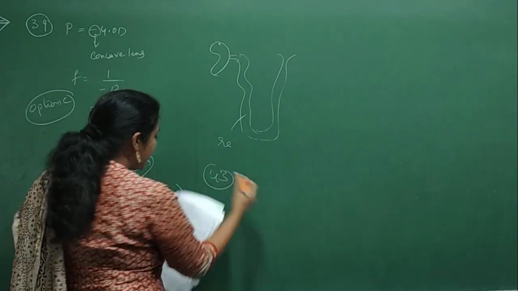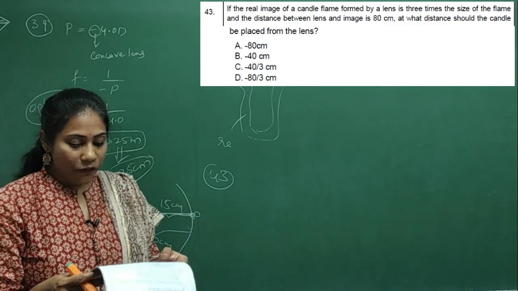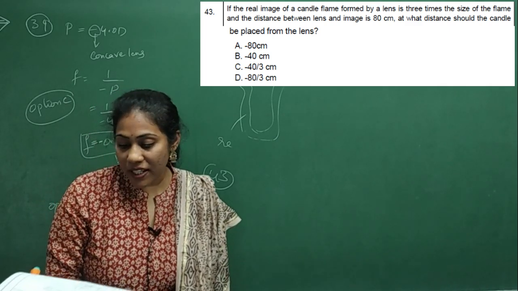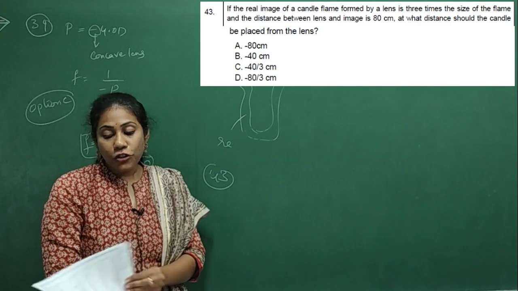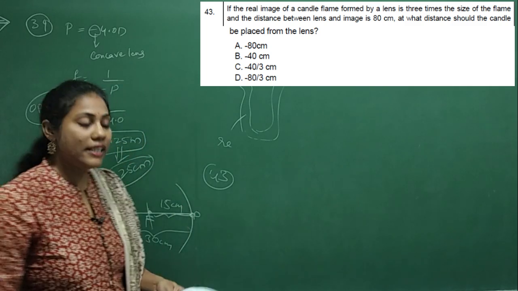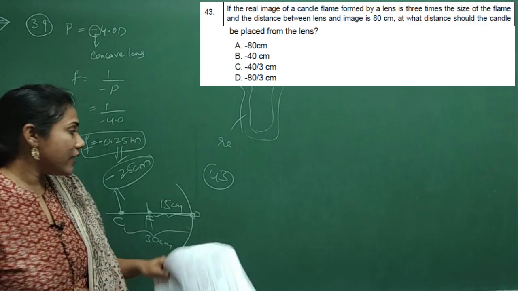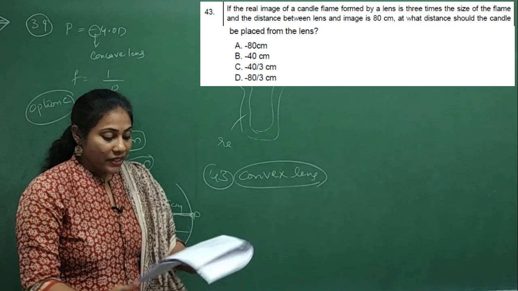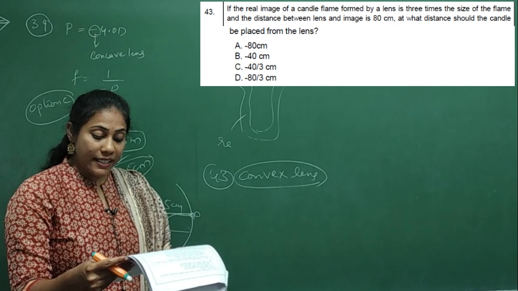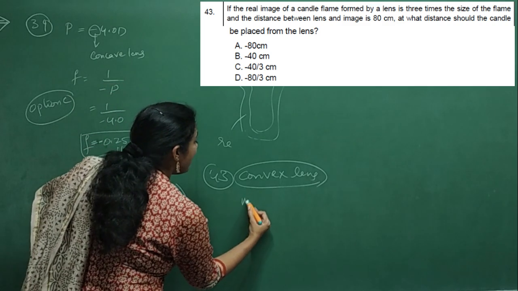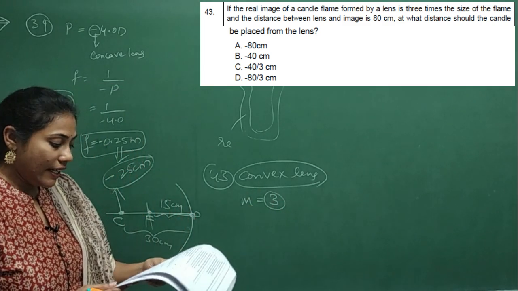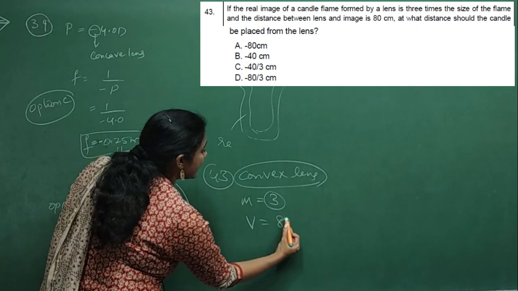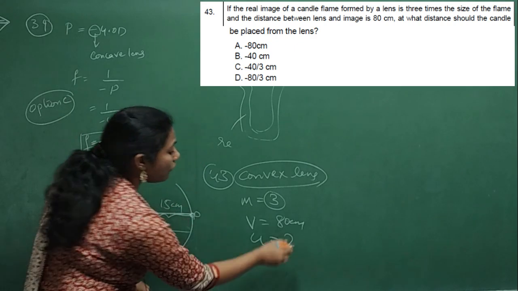Coming to question number 43. If a real image of a candle flame formed by a lens is 3 times the size of the flame and the distance between the lens and image is 80 centimeter, at what distance should the candle be placed from the lens? So the candle is the object here. See, they told that a real image is formed. Real images are always formed in which lens? Convex lens, isn't it? So it must be a convex lens. And they said the real image of the candle flame is 3 times the size of the flame, that means the M value, magnification, is given, that is 3. And the distance between the lens and image, that is the V value, is given, that is 80 centimeter. So what is the distance of the object, they are asking.